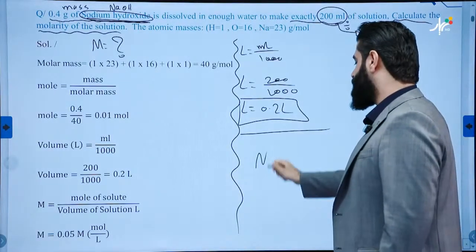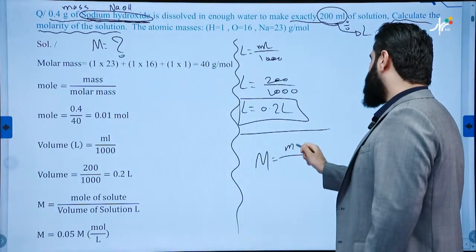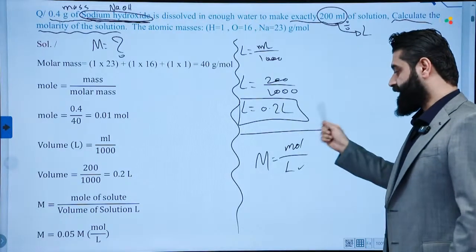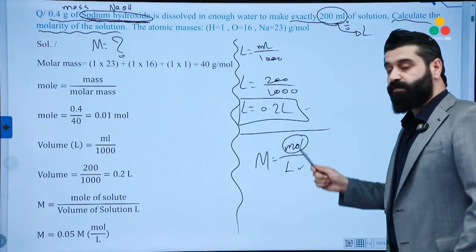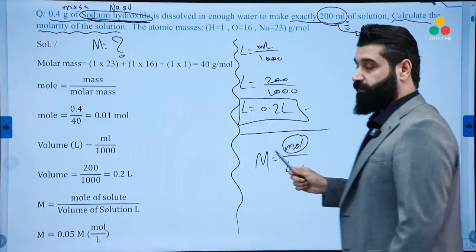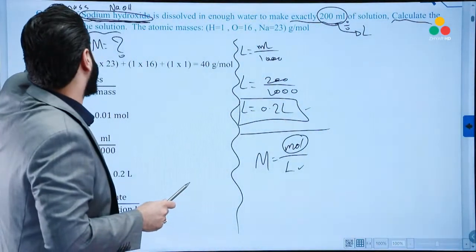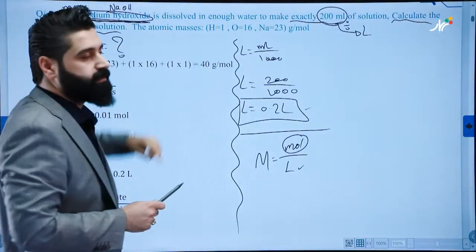What is molarity? Molarity equals mole over liter. Now liter is ready, okay? But we don't have anything about the number of mole. Look, but there's something else. We can turn it into number of mole, which is mass, and we can find out molar mass.